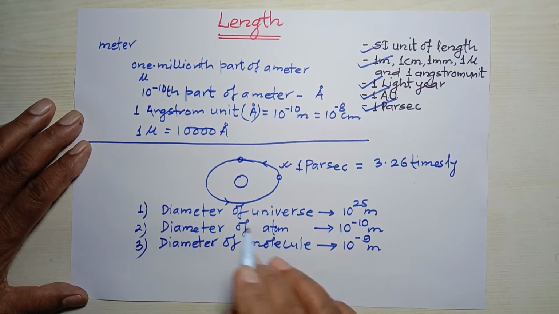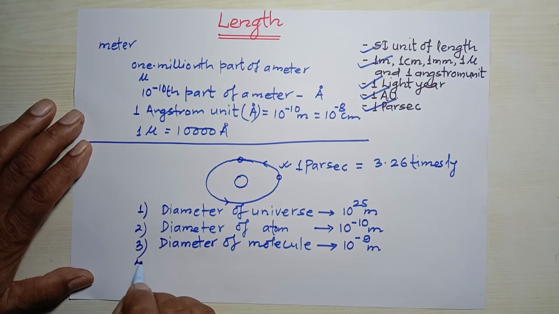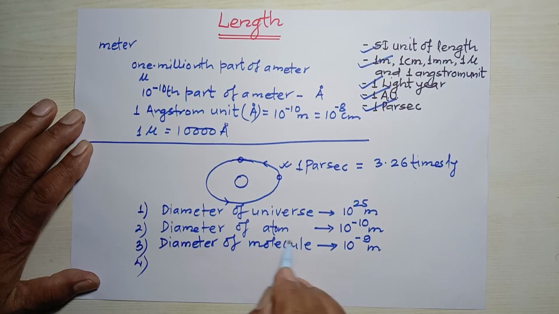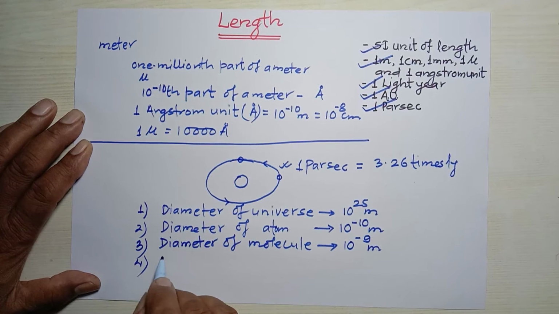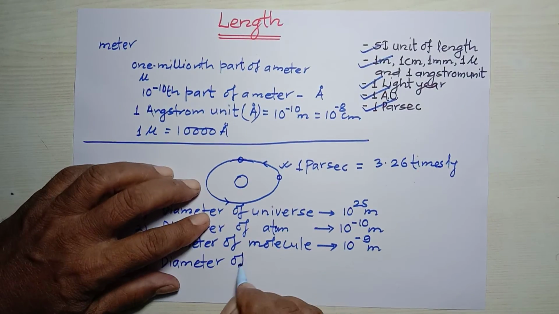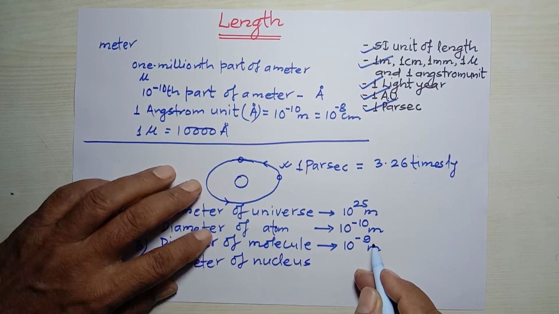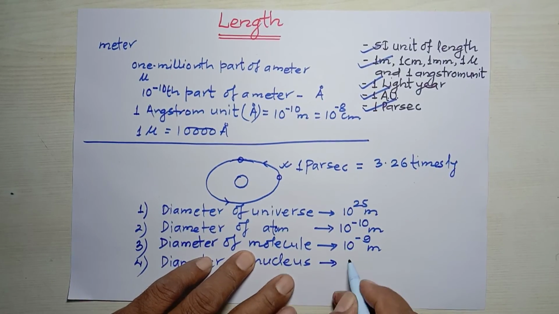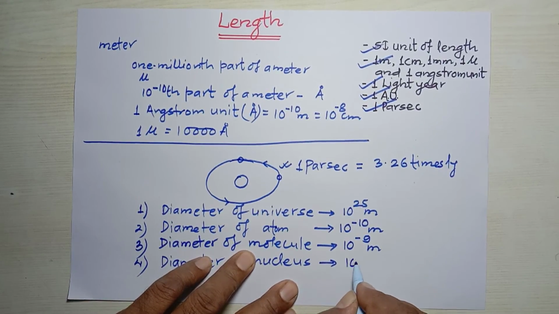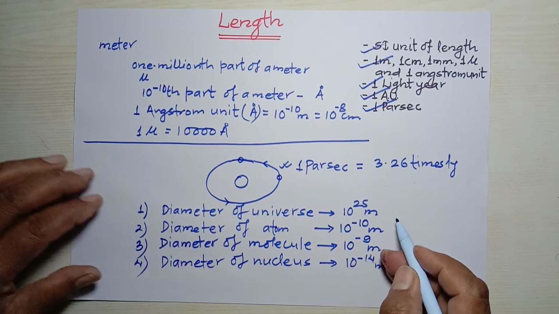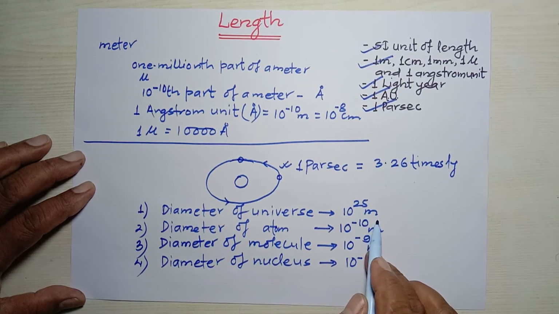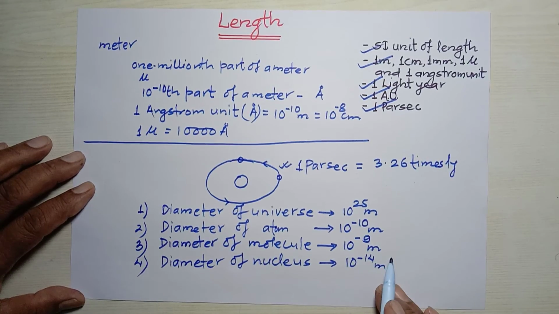Diameter of nucleus of an atom. Nucleus is much smaller than the atom. That's why diameter of nucleus is told to be about 10^-14 meter. Look at this, what I am writing here, a very big universe also, and diameter of nucleus also.